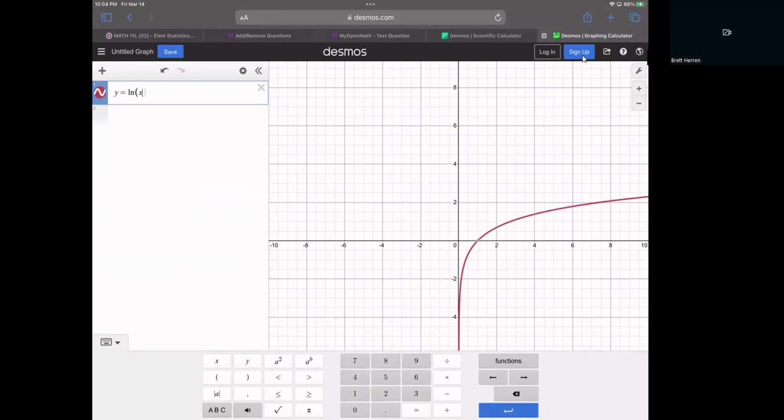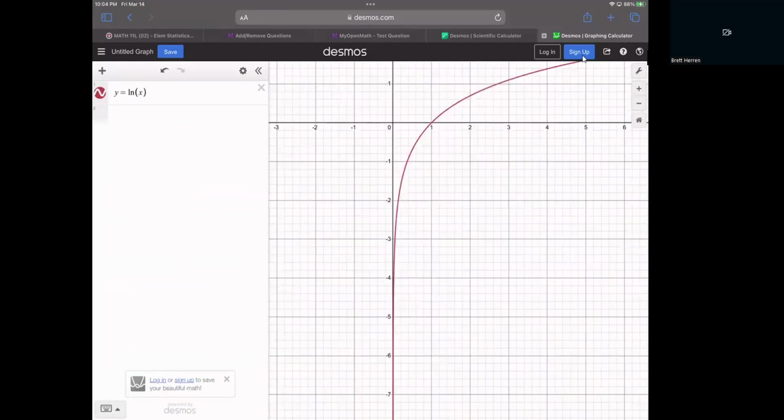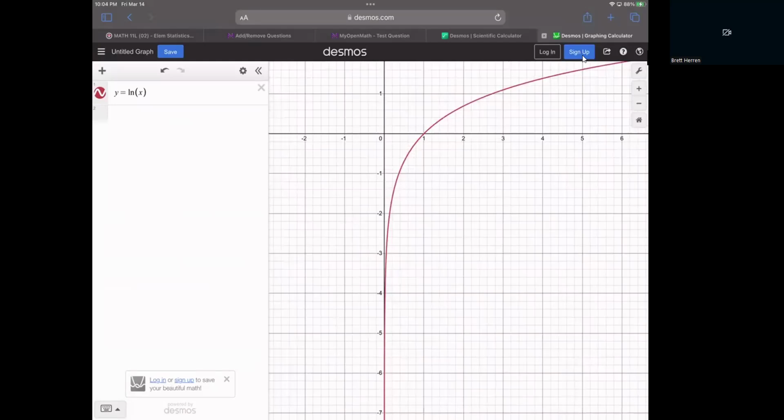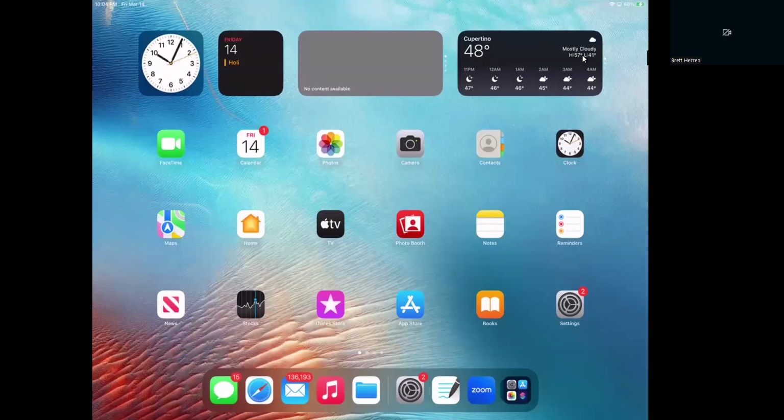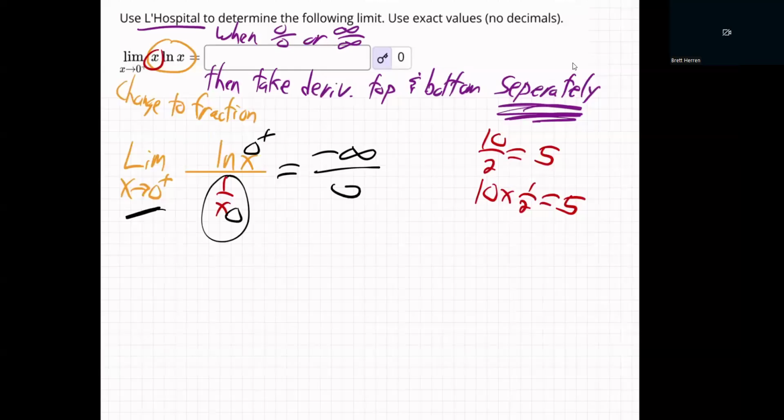There's the graph of that. So look at that. As x gets close to 0 from the right side, it takes a dive down to negative infinity. That's negative infinity. Now on the bottom, we've got 1 over 0. What's that? Well, that's infinity also, right?